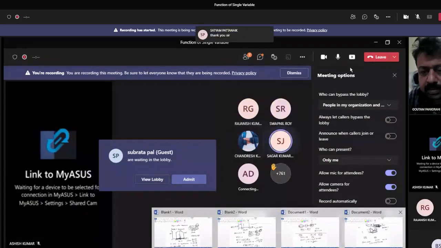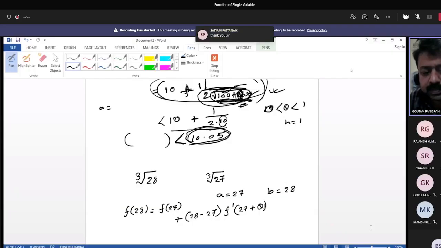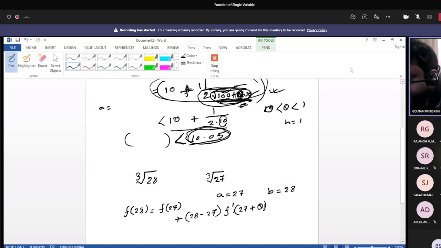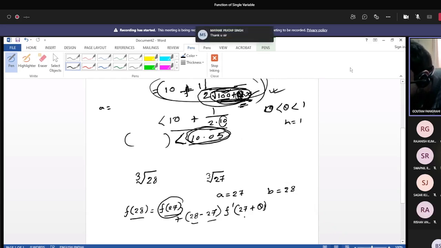Can you use the same formula for 28 over 105? Yes. f of b is f of a, f of 27 plus b minus a, 28 minus 27. This is h into f dash a plus theta h.